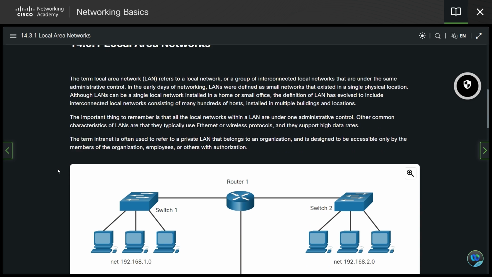The term intranet is often used to refer to a private LAN that belongs to an organization and is designed to be accessible only to the members of the organization, employees, and others with authorization.